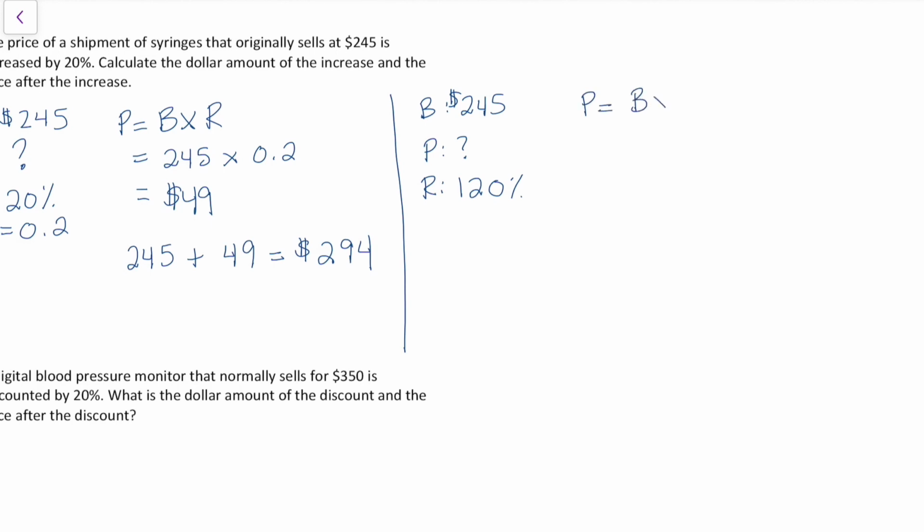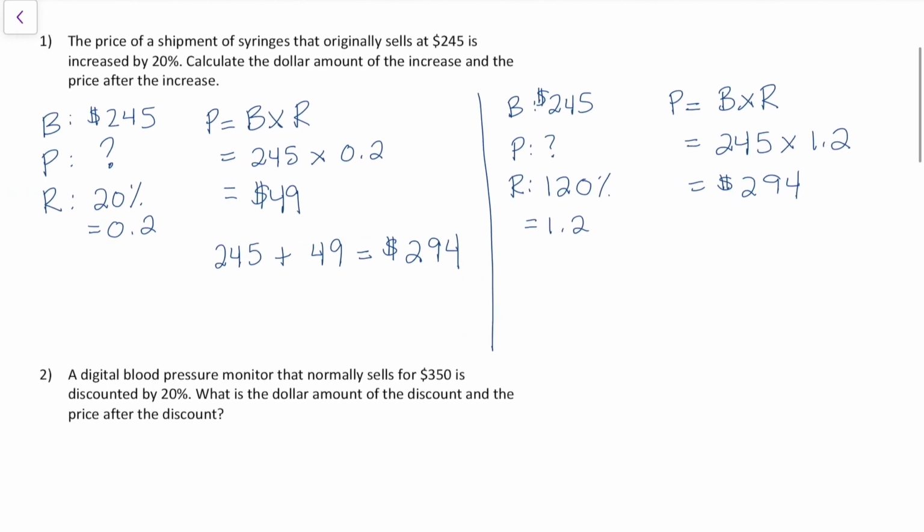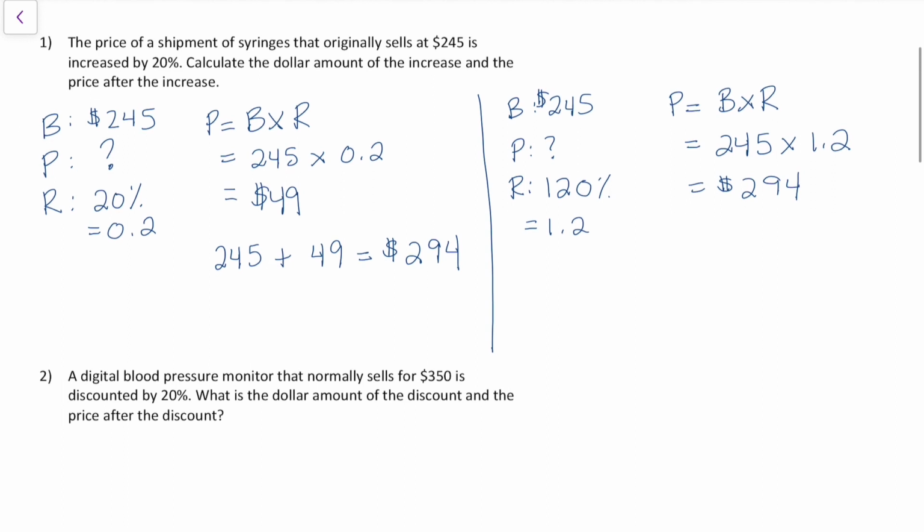So you can see by being creative with our rate, that means I can do this in one step because portion is base times rate. I'm going to do 245 times 1.2 because that is 120% as a decimal. And I get $294. Both are completely correct ways of solving this problem, so whichever way makes the most sense to you.